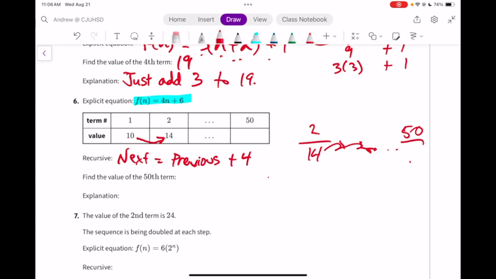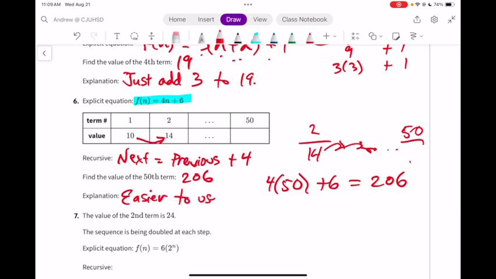So 4 times 50 plus 6. In a few seconds, we get our answer of 206. So it was easier to use the formula, or the explicit function. So we saw one where it's easier to use the recursive. We saw another one where it's easier to use the explicit way to do it.